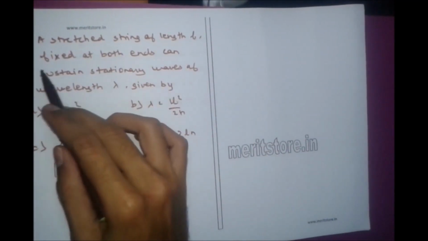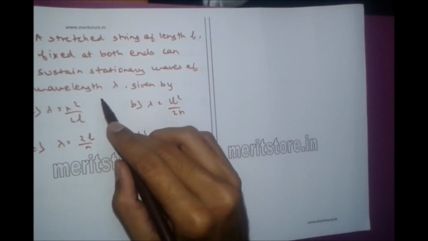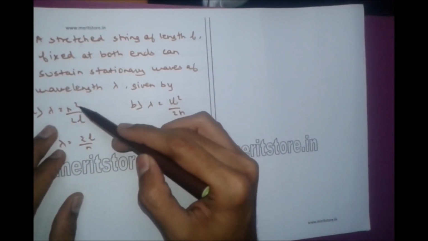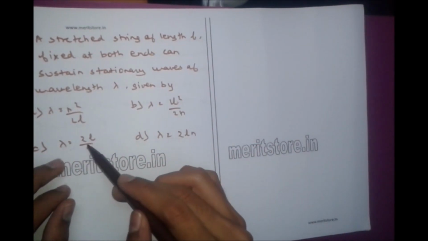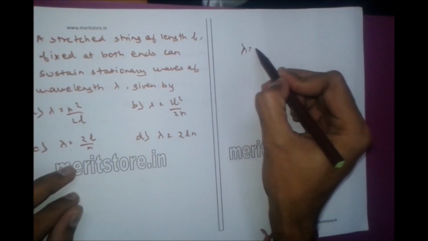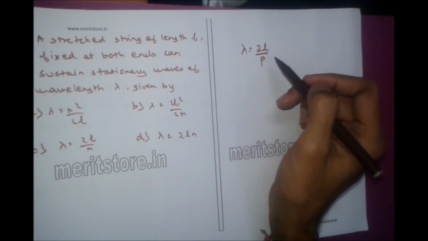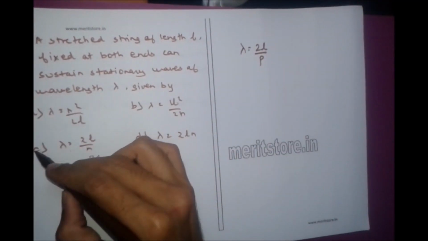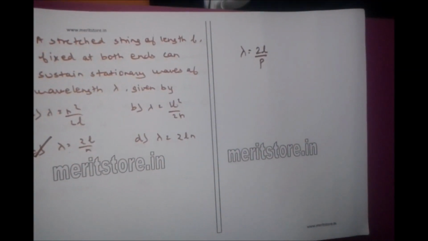A stretched string of length L fixed at both ends can sustain stationary waves of wavelength lambda given by: lambda equals n square upon 2l, lambda equals l square upon 2n, lambda equals 2l upon n, or lambda equals 2ln. For the wavelength we have the formula lambda equals 2l upon p, where p becomes the number of loops. You can use n. So here we have the correct option, lambda equals 2l upon n.